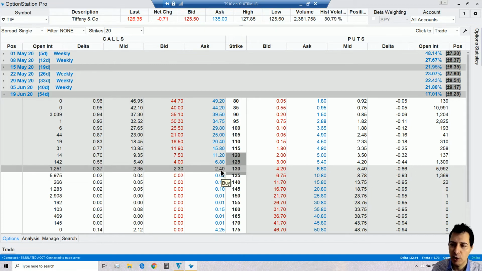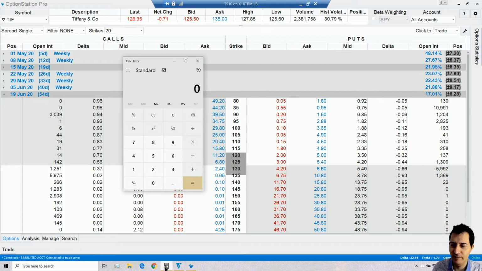In other words, the cost, using very simplistic math here: for a stock worth $130 per share, the cost would be $240. $130 per share times 100 shares per contract is $13,000. So you can control that stock using $240 instead of $13,000. Basically, you need 1.8% of the cost of the stock to be in the trade. That's what we get with Tiffany's.